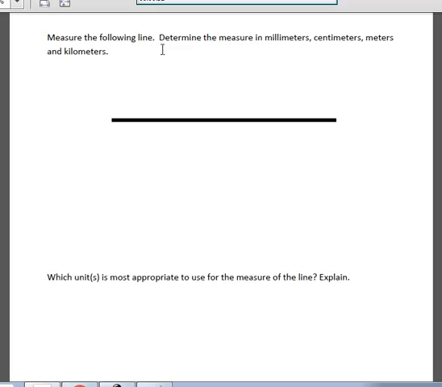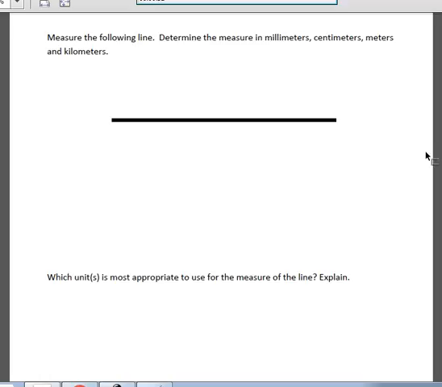It says, measure the following line. Determine the measure in millimeters, centimeters, meters, and kilometers. So I went ahead and I measured this on my paper, and then I measured it earlier with a digital ruler, and I was getting all sorts of different answers. If you were to measure this on your own, I believe you would get about 10.5 centimeters, somewhere around there. When I measured it with my copy, I had a little more than 11 centimeters.